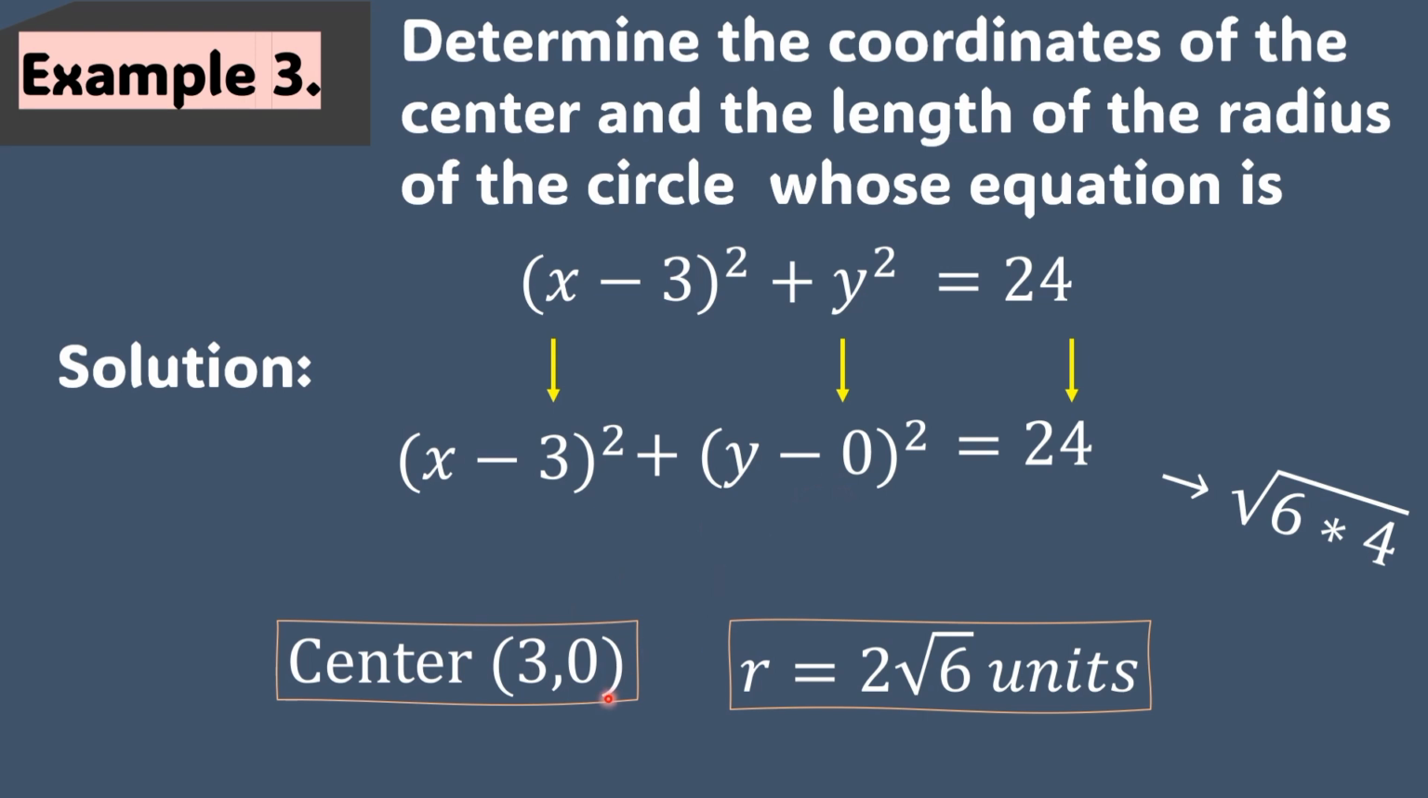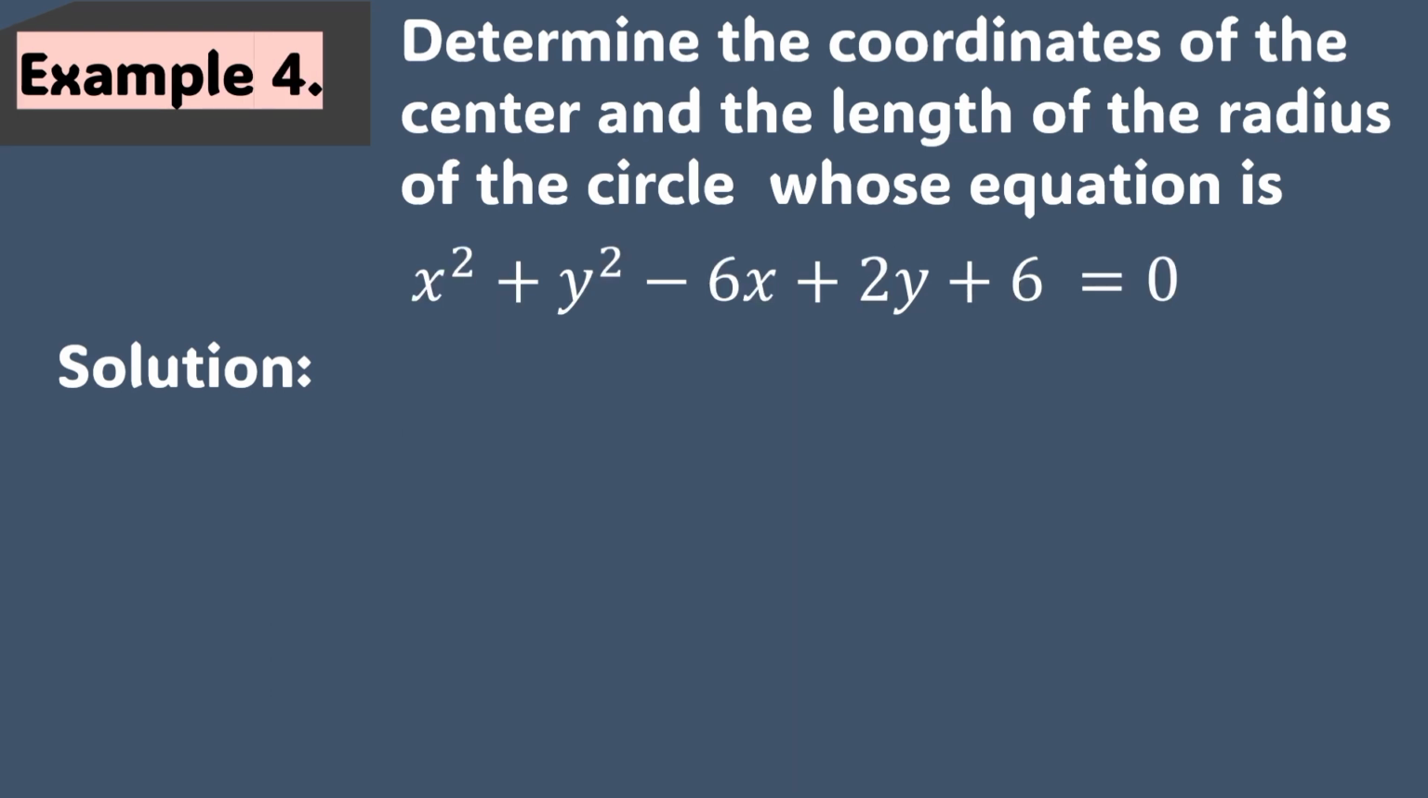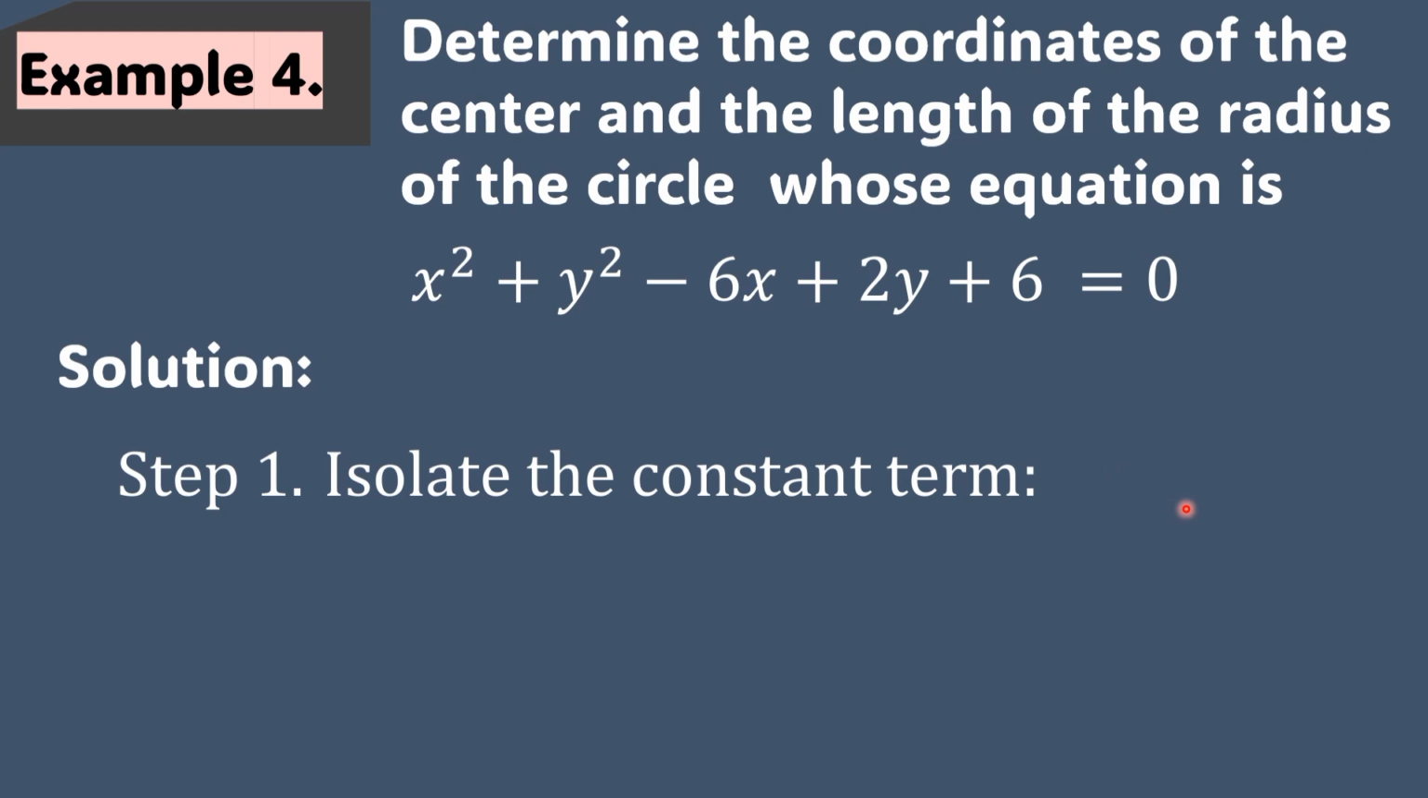3, 0. Number 4. The equation of the circle is in general form or the expanded form. How do we determine the coordinates of the center and the length of the radius? We have a few steps to follow in order to determine the coordinates of the center and the length of the radius. Step 1. Isolate the constant term.